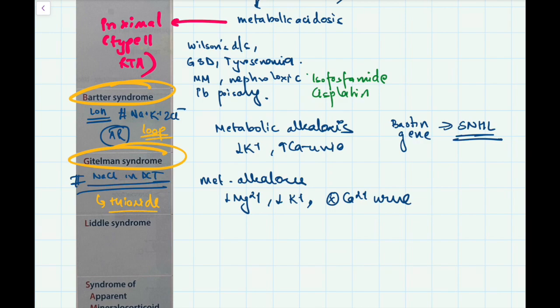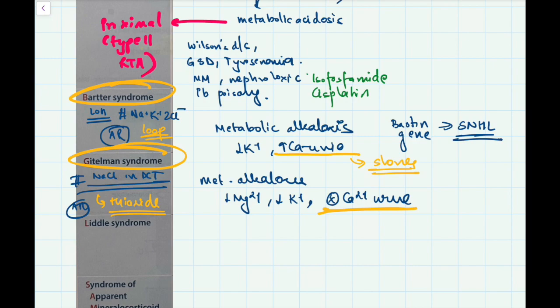So very important to note is that calciuria is seen in Bartter syndrome while it is not seen with Gitelman syndrome. Therefore stones would also be associated with Bartter syndrome, while stones are usually not seen in Gitelman syndrome. Gitelman syndrome is also autosomal recessive.